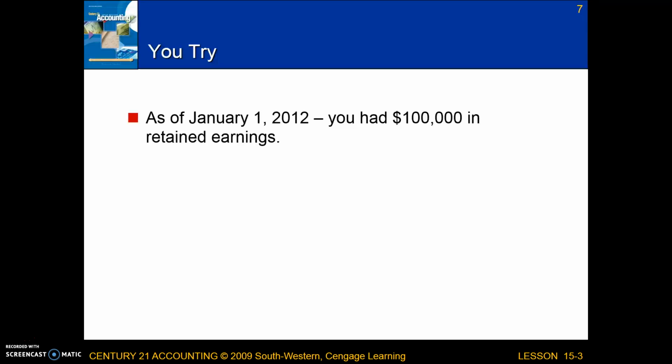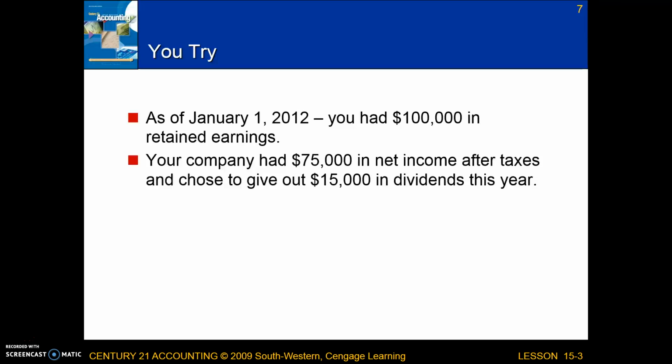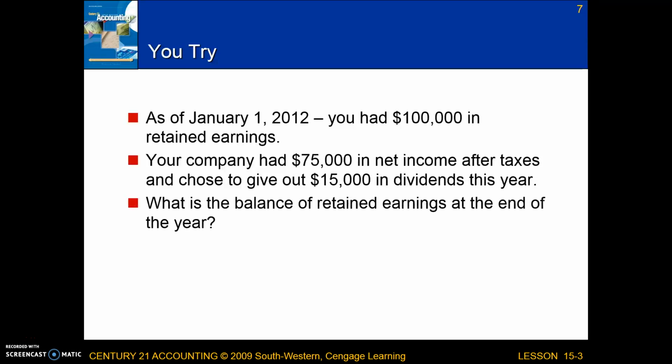If we had $100,000 in retained earnings, you made $75,000 in net income, and you gave out $15,000 in dividends, what would be the ending balance of your retained earnings at the end of the year? So I'll give you a second to calculate that before I show you the answer.